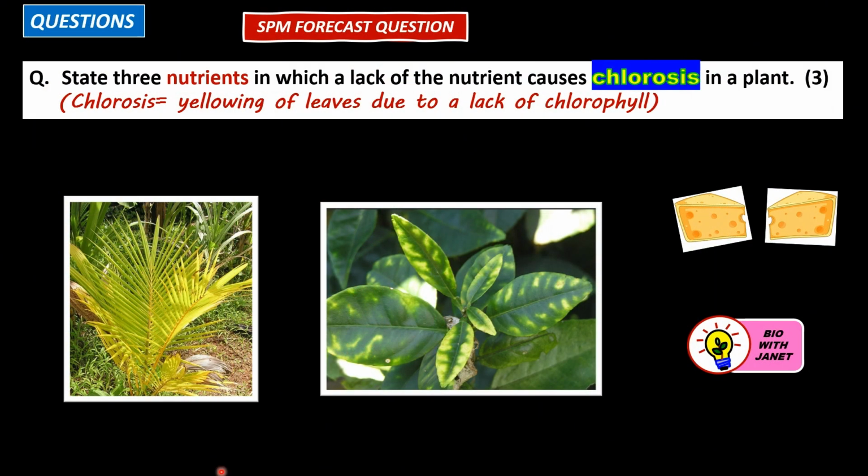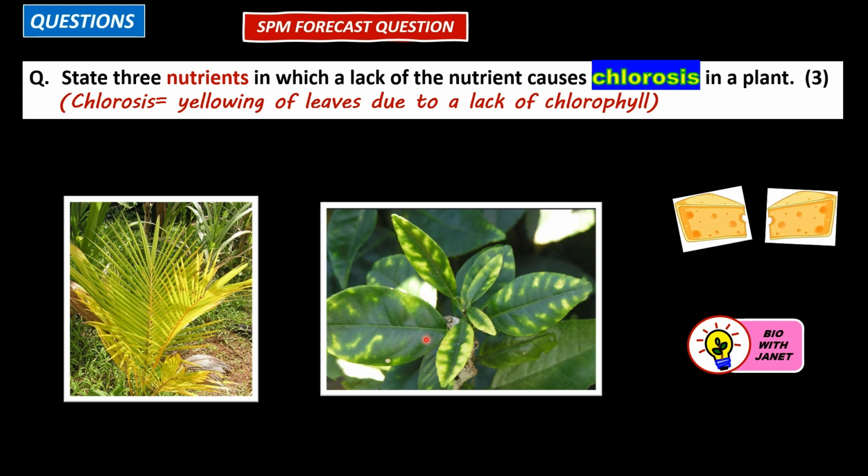We have finished discussing the macronutrients and micronutrients. Now let's look at some important questions that may be asked in the exam. So here's an SPM forecast question. State 3 nutrients in which a lack of the nutrient causes chlorosis in a plant. 3 marks. Now we know that chlorosis means the yellowing of leaves due to a lack of chlorophyll, as seen in the photos here and here, right? The yellowing of leaves due to a lack of chlorophyll.